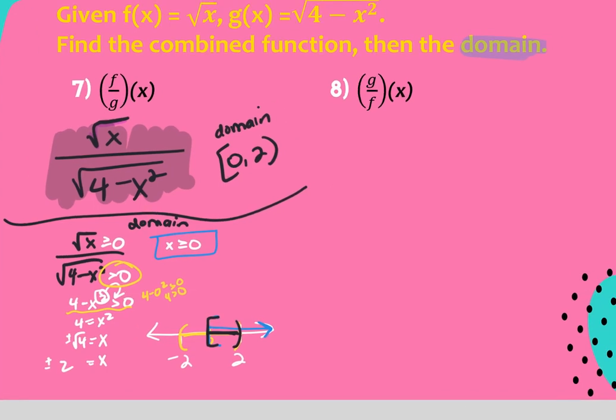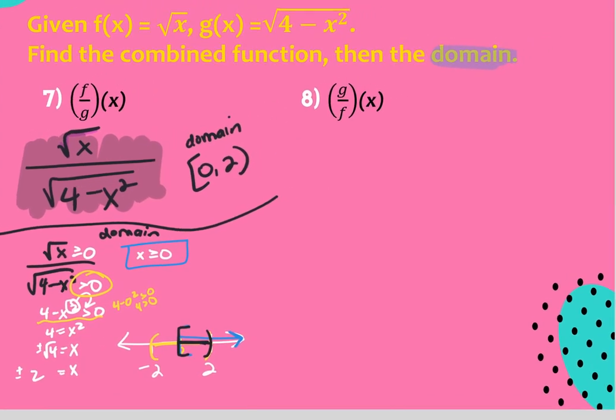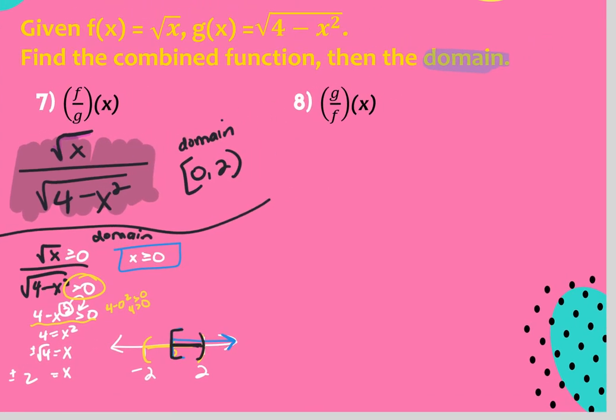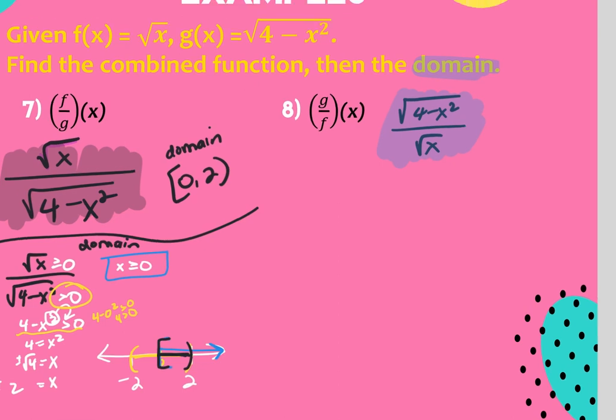All right, so 8 says g over f, so I reverse it. The g goes in the top, which is the square root of 4 minus x squared in the numerator, over the f in the bottom, which is the square root of x. And again, that's the combined function. That part's done. So now I got to find the domain of that one.